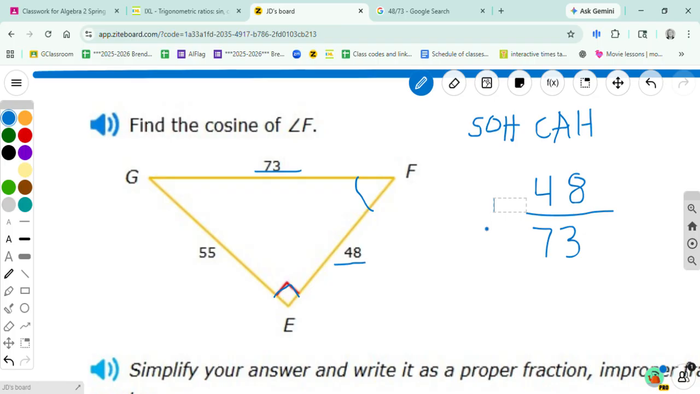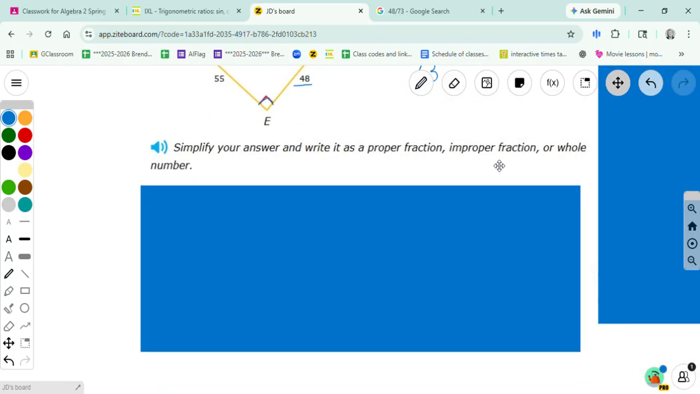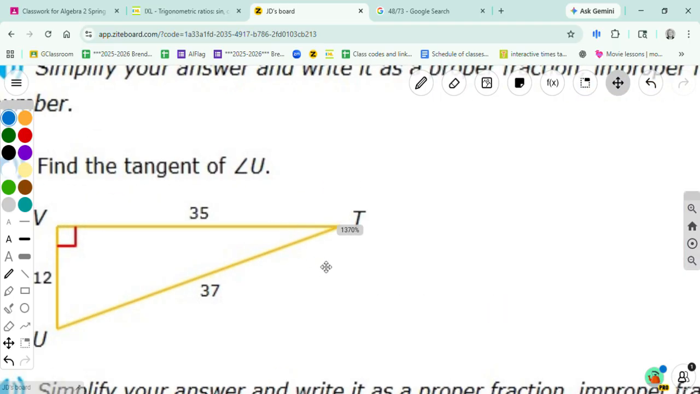So we now know that the cosine of our angle F is equal to 48 over 73. Now they want it to be simplified. I'm going to skip that step for now because I'm pretty sure this is simplified already, but you can go in and check and find out what our real answer should be by simplifying this into a simpler fraction. So let's move on to another one.